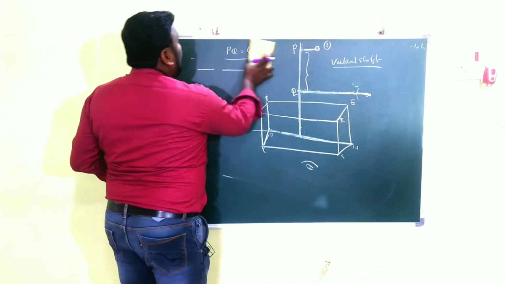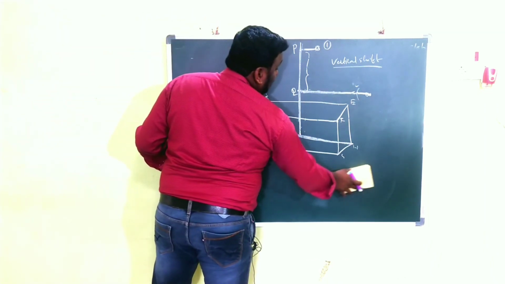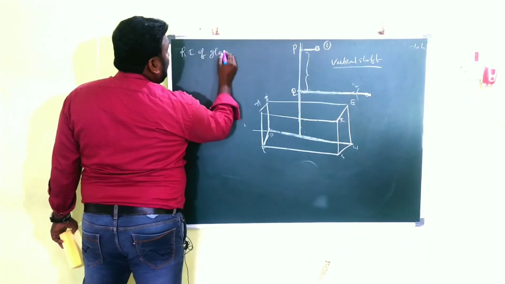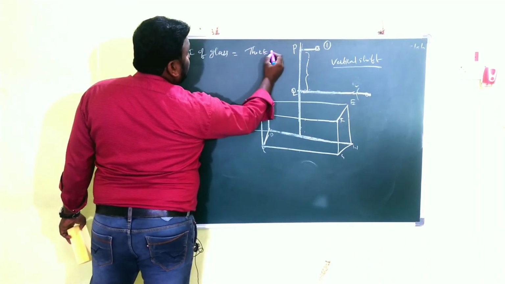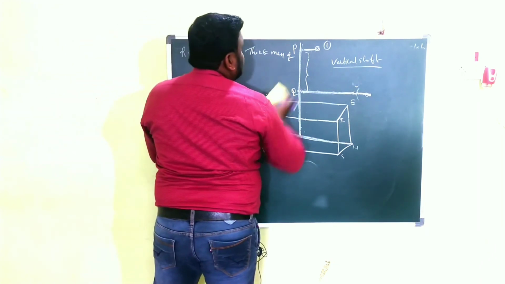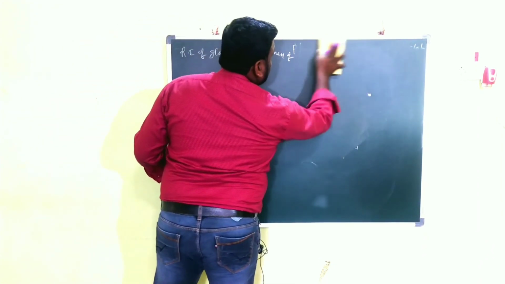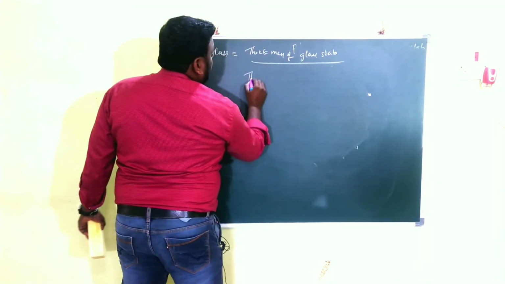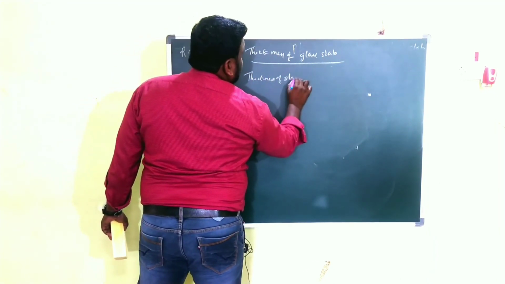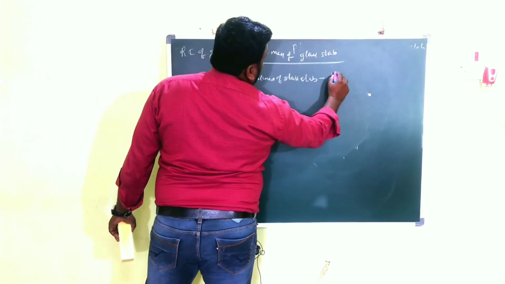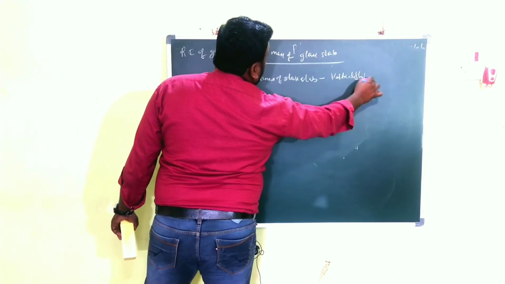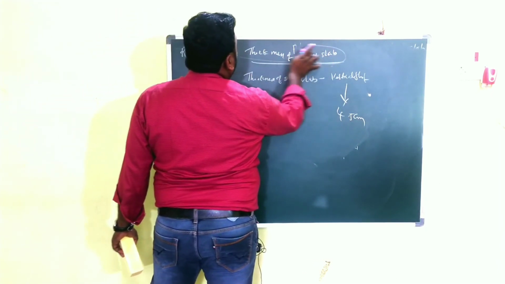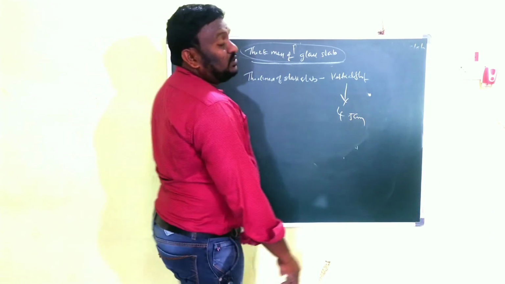After finding the vertical shift, as I told you at the start of this video, there is one formula for the refractive index of the glass slab. What is that formula? Thickness of glass slab divided by thickness of glass slab minus vertical shift. In that activity, the value is almost 4.5 centimeters. At the start of the activity, what you have to find out is the thickness of the glass slab.